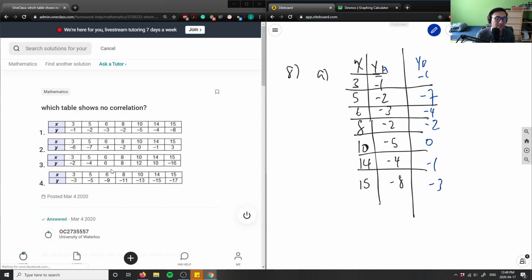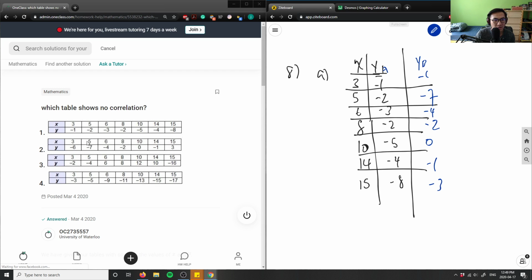I can think of it as some sort of a parabola, right? Or quadratic maybe, because I have negative 2 and negative 4. So it's going negative first, and then suddenly it goes positive, and then goes back to negative. So some sort of polynomial function maybe here. And then for number 1 and number 2, I'm kind of torn, right?